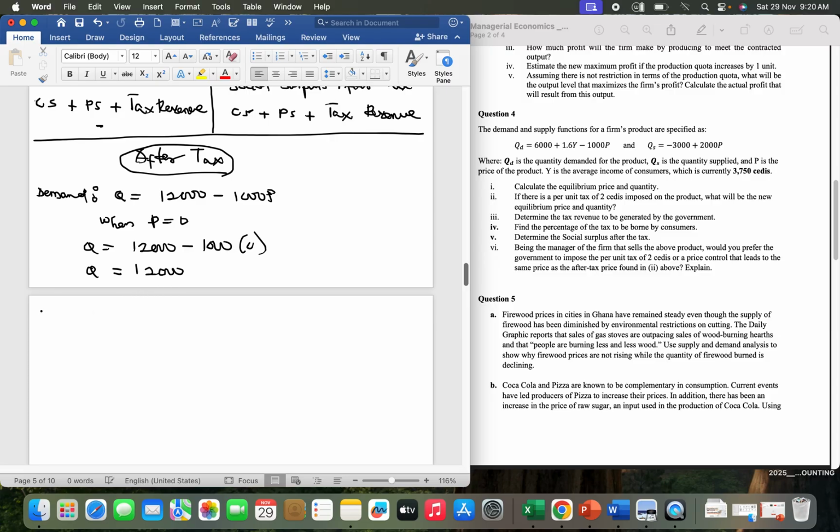Now when Q is equal to 0, 0 is equal to 12,000 minus 1,000P. You move this to the left, it becomes positive 1,000P, so 1,000P is equal to 12,000. Since we are finding P, we divide both sides by the coefficient of P, which is 1,000. So I have 1,000P over 1,000 equals 12,000 over 1,000.